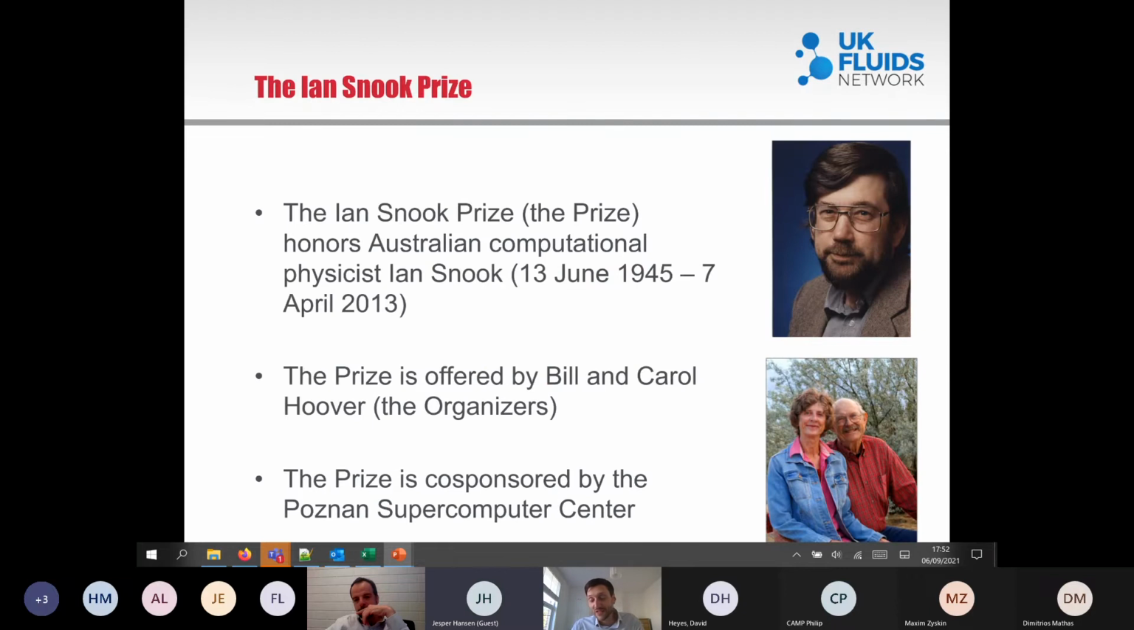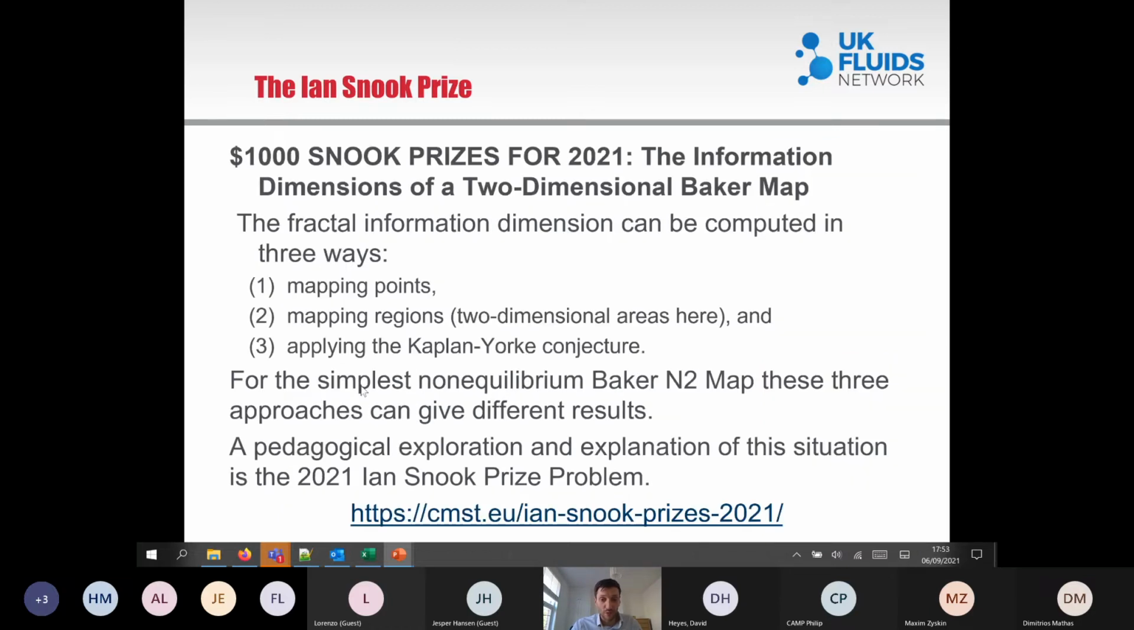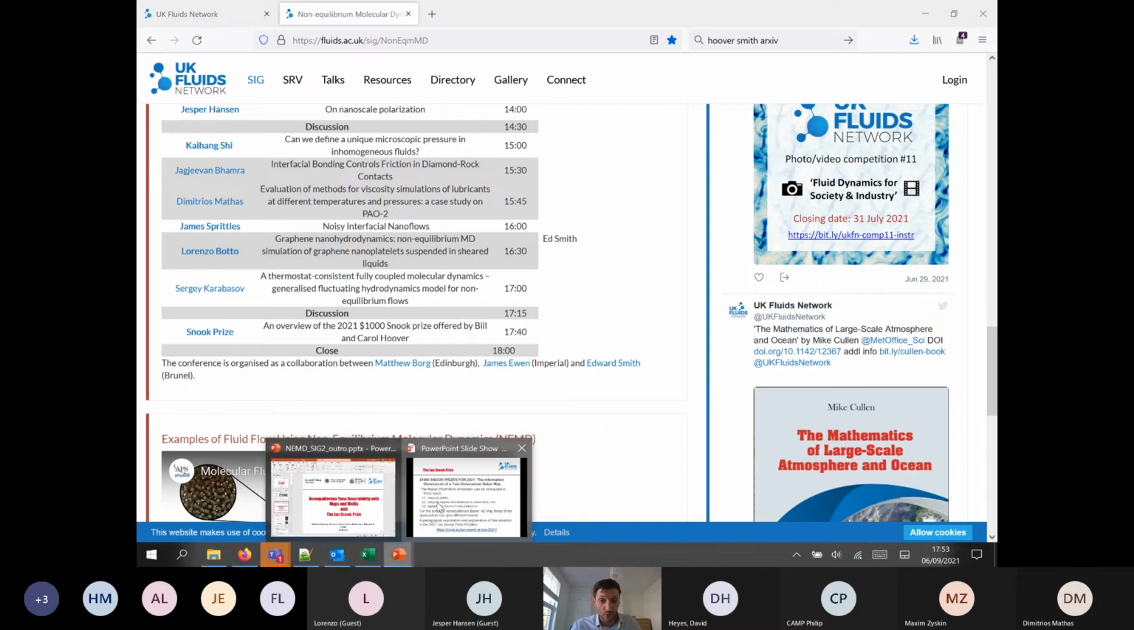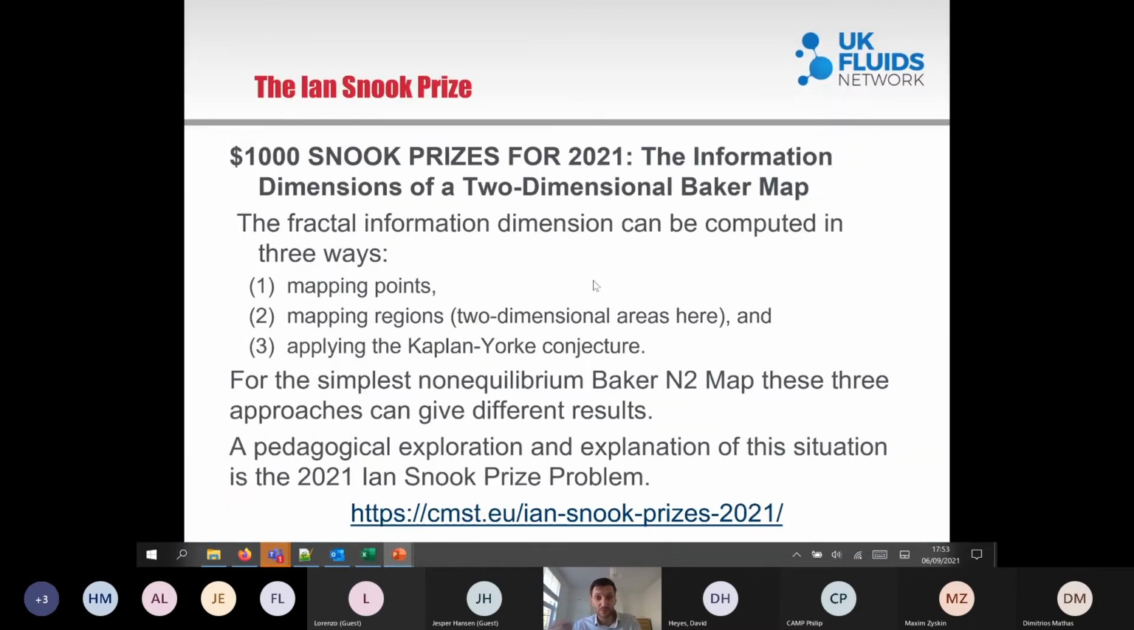That's the background. The reason for doing it is because it motivates the Ian Snook Prize. For anyone who doesn't know about this, it's a prize offered every year. It's $1,000, and obviously the prestige of having an award. It's offered by Bill and Carol Hoover, but $500 of the 1,000 is put up by the Poznan Supercomputing Center, and entries are in the form of journal submissions to CMST. If you want more information, you can go to the website and click on the Snook Prize link here. You can search for it, or there's a link here that will take you directly to it.